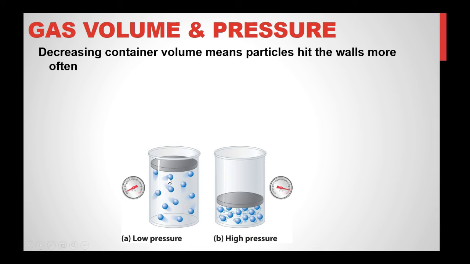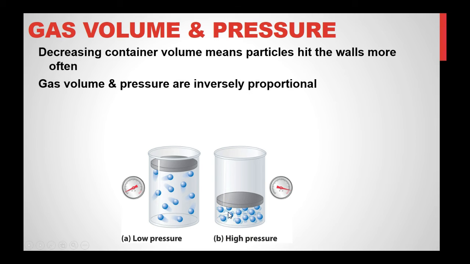So here I have two containers. One is at low pressure, one is at high pressure. The reason that this one is at higher pressure is because I've made it a smaller space. So I have the same number of particles, but because there's less of a container for them to hit, more or less, they're going to be hitting it more often. So this is going to increase the pressure.